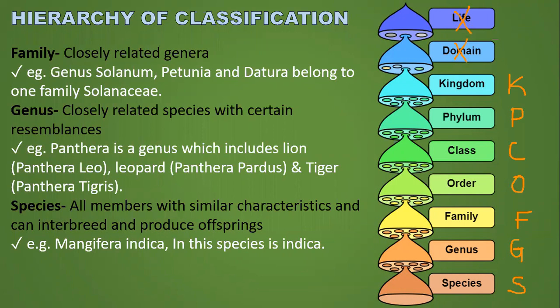Firstly, let's discuss the term species. What is species? Species means all those organisms which share a common or a similar character, and that can interbreed and produce offspring. Clear? For example, in the term Mangifera indica, you will see that the species name is indica. Indica stands for the species name.